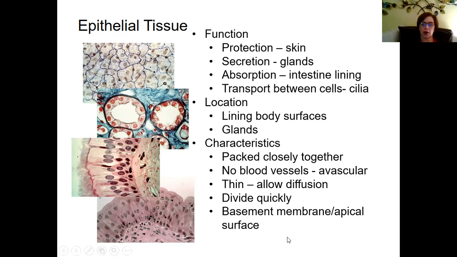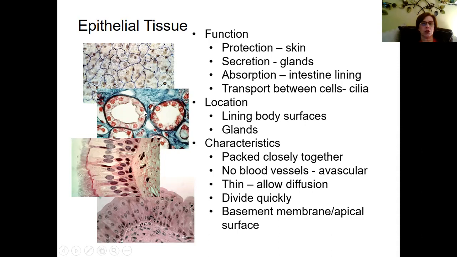Well, hopefully you see right away basement sounds like bottom. And the basement membrane is the bottom of an epithelial tissue. It's what connects to the tissue layer below it, which is almost always a connective tissue. Apical surface faces the top, it's the top of the tissue. And it either is open to the air or the surface or the exterior, or it's open to an interior cavity called a lumen, L-U-M-E-N, and I'll give you some examples of that.